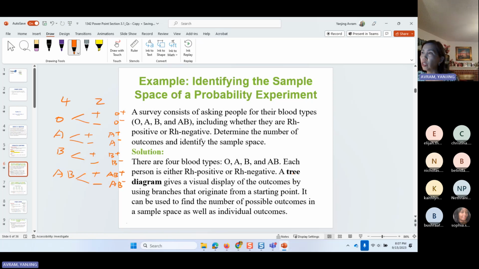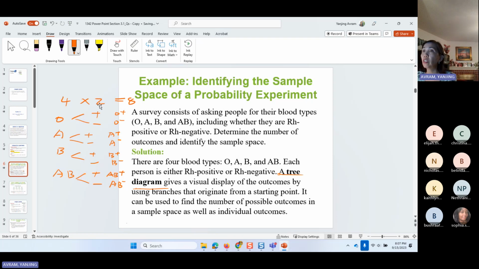This is called a tree diagram, like a tree. If you count this one right here, there are 8 different outcomes. So how do we attain the 8 different outcomes? It is 4 times 2 equals 8. Look at that. Even if I don't draw the tree diagram, I should be able to count that this is 8.